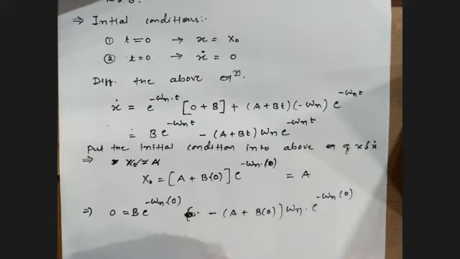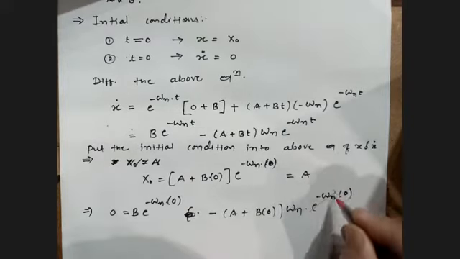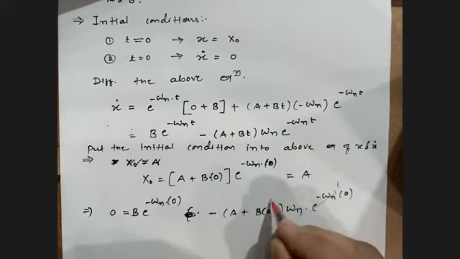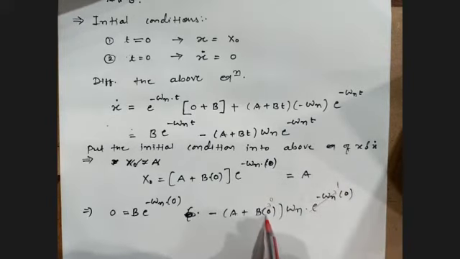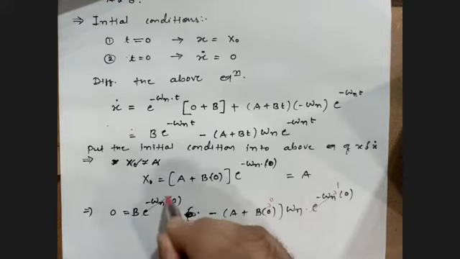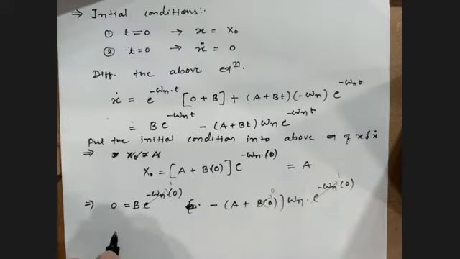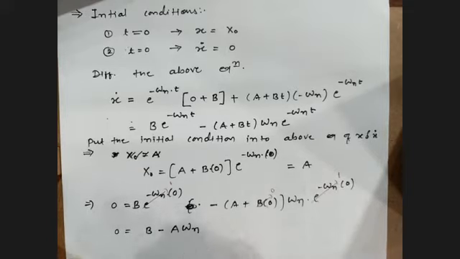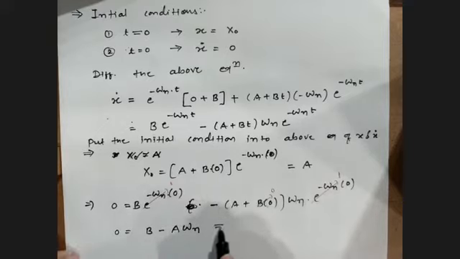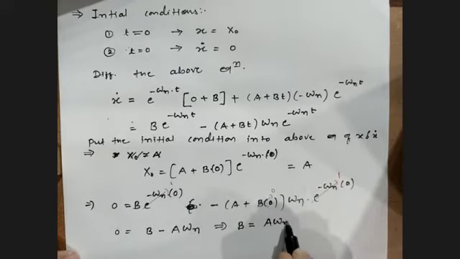Right. So here this term becomes 1. This has been 0 because the multiplication is 0, and this term becomes 1. So after the simplification we get 0 is equal to b, this term is 1, minus a omega n. So this is the equation: b minus a omega n is equal to 0, right? So from this we can write that the constant b is equal to a omega n, right?